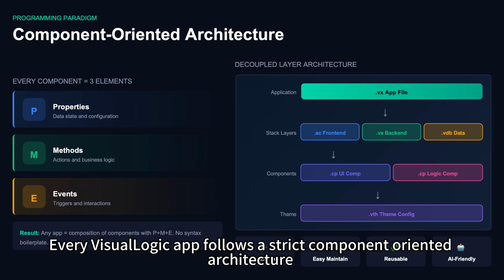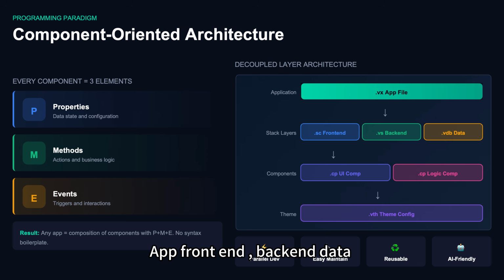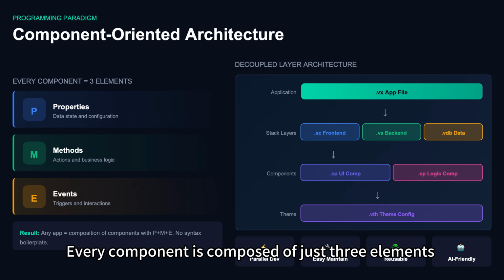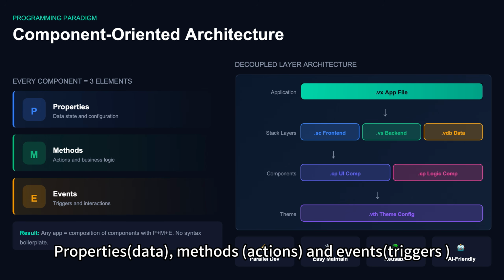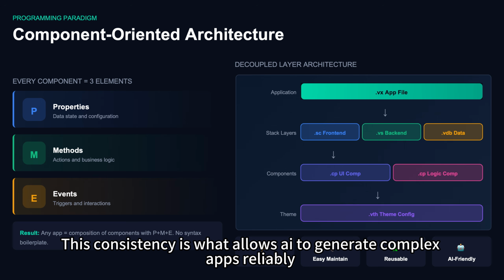Every VisualLogic app follows a strict component-oriented architecture. An app is composed of layers: app, front-end, back-end, data. Every component is composed of just 3 elements: properties, data, methods, actions, and events, triggers. This consistency is what allows AI to generate complex apps reliably.